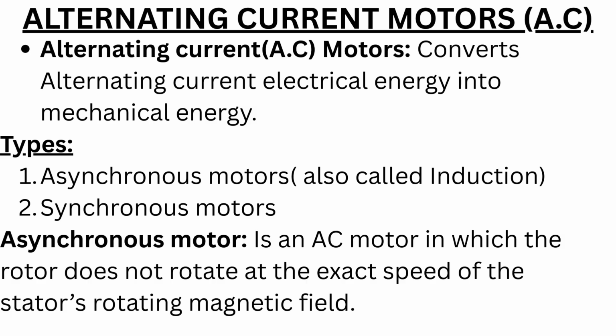Now let us start off by looking at alternating current motors, AC motors. They convert alternating current electrical energy into mechanical energy. Types. 1. Asynchronous motors, also called induction motors. 2. Synchronous motors. An asynchronous motor is an AC motor in which the rotor does not rotate at the exact speed of the stator's rotating magnetic field.